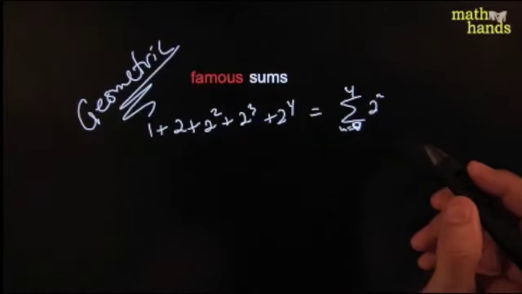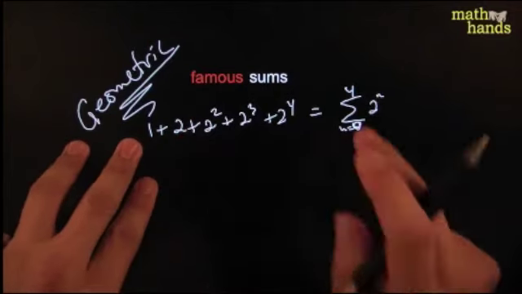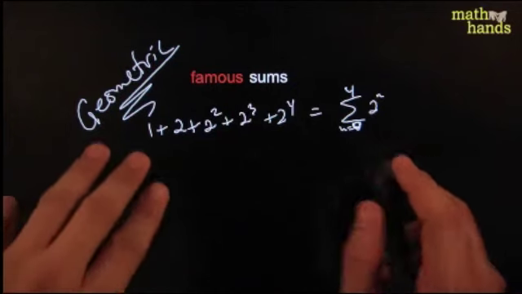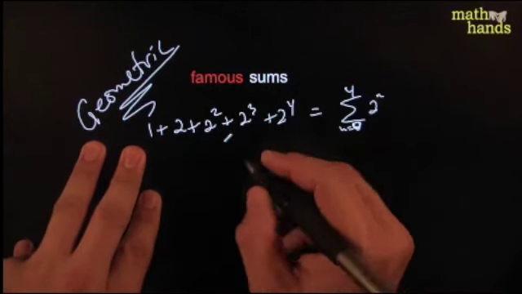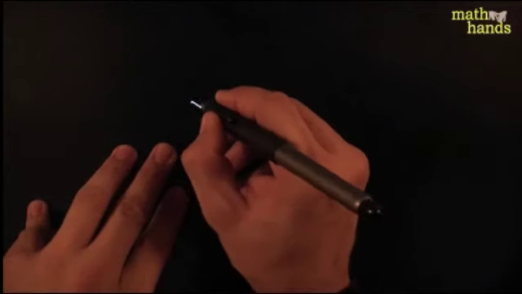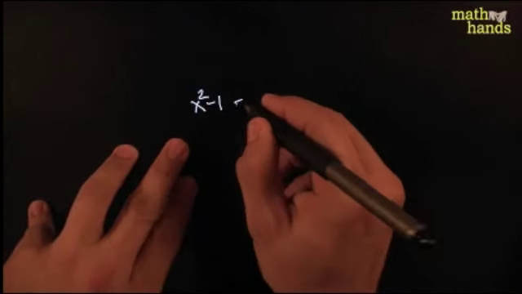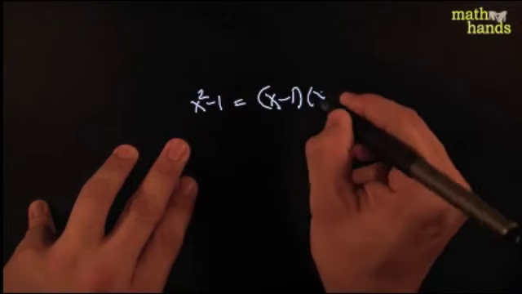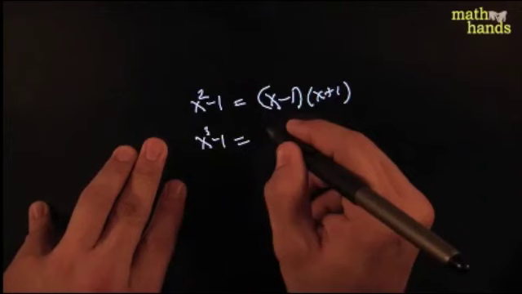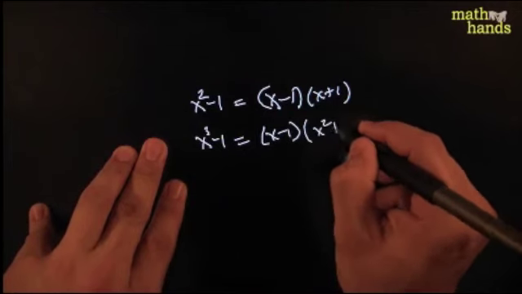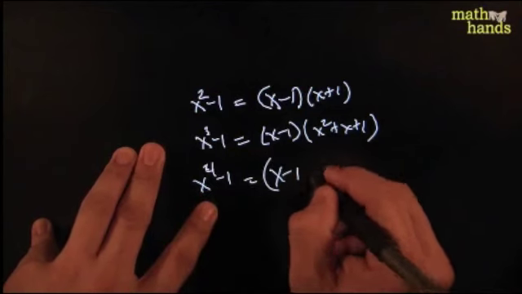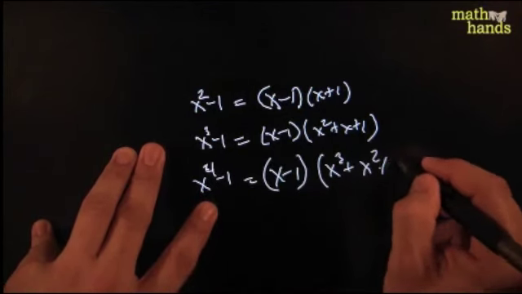Okay, and I want to add this, obviously not the long way, but in a clever way. The famous idea that helps you add this comes back from algebra. Let's do a little algebra review. In algebra you studied x squared minus 1, right? And you said, hey, that's equal to x minus 1 times x plus 1. And then you studied x to the 3rd minus 1, and you said, hey, that's equal to x minus 1 times x squared plus x plus 1. And you studied x to the 4th minus 1 is equal to x minus 1 times x to the 3rd plus x squared plus x plus 1.